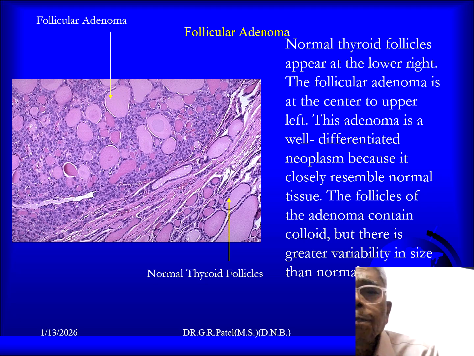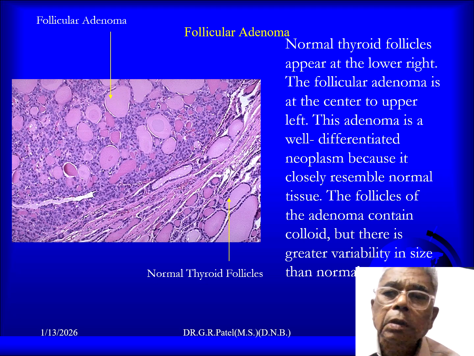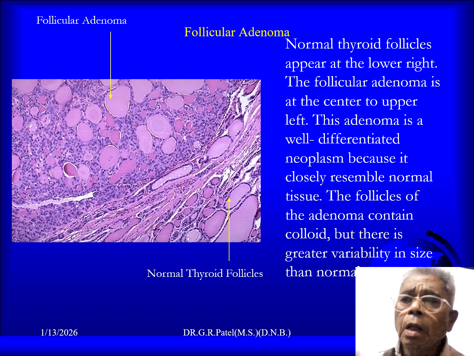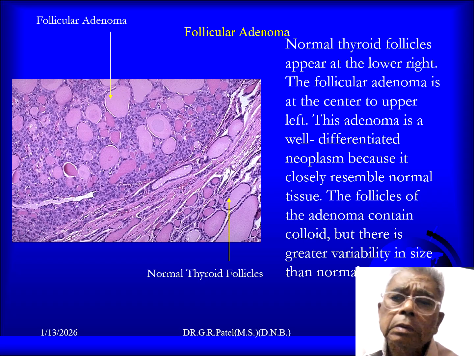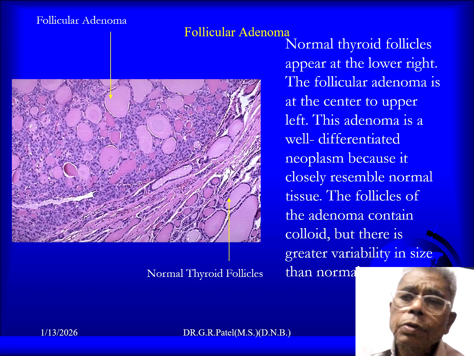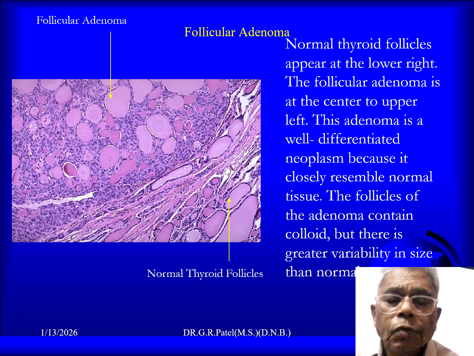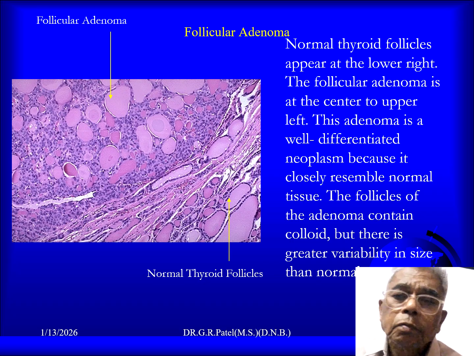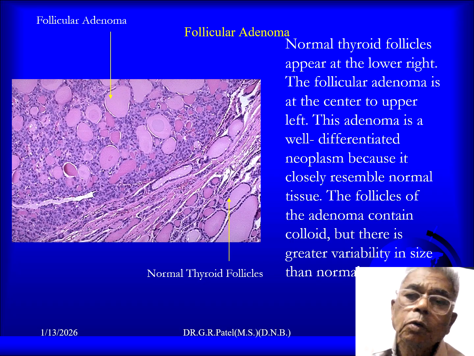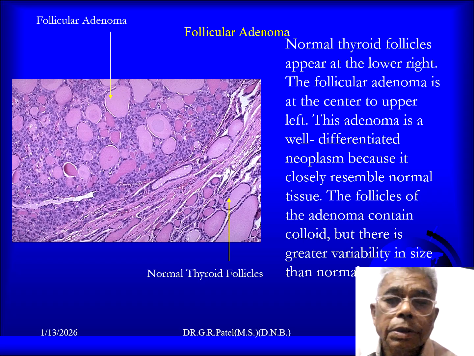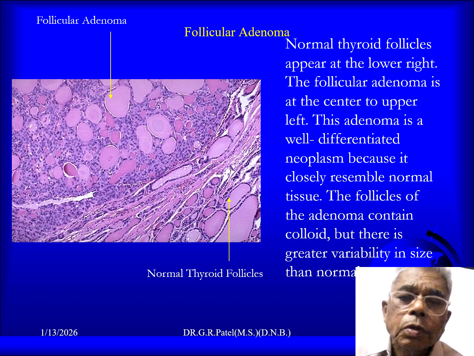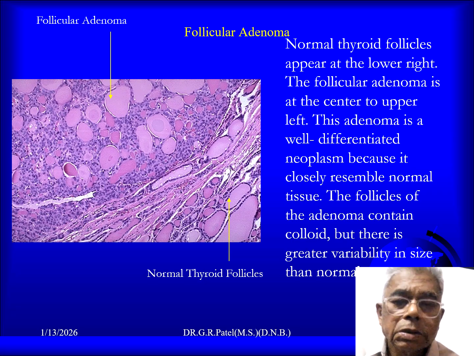Follicular adenoma. Normal thyroid follicles appear at the lower right corner. The follicular adenoma is at the center of the upper left. This adenoma is a well-differentiated neoplasm because it closely resembles normal tissue. The follicles of the adenoma contain colloid, but there is greater variability in size than normal.